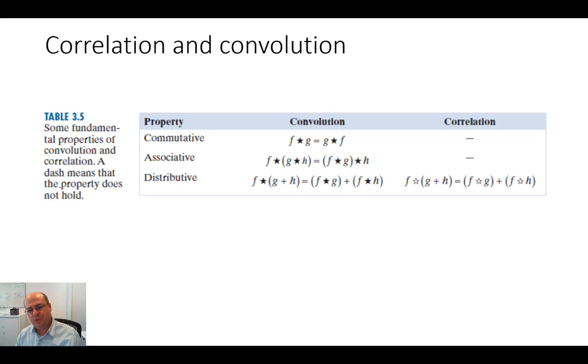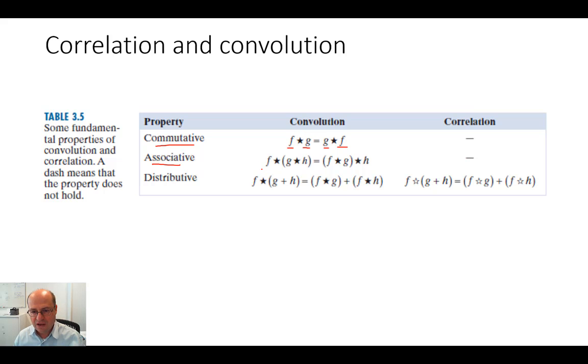Now, why do we apply convolution all the time and not correlation if they are basically the same operation? The reason is that convolution has nice mathematical properties. A convolution operator is commutative, meaning that if I apply convolution f with g, I can apply g with f, so they are commutative.